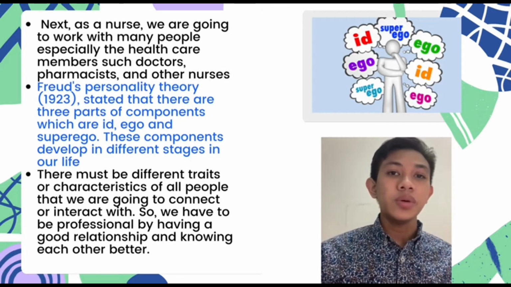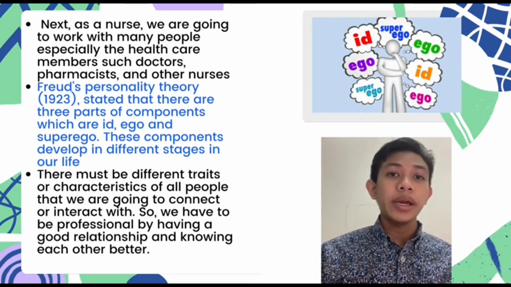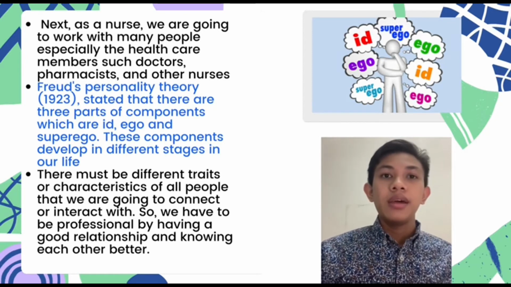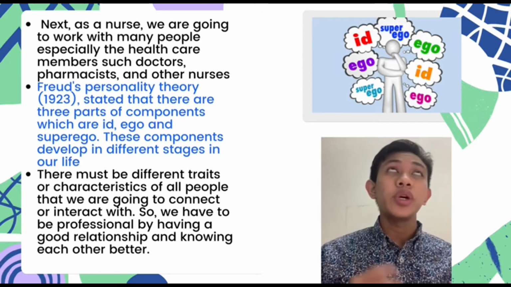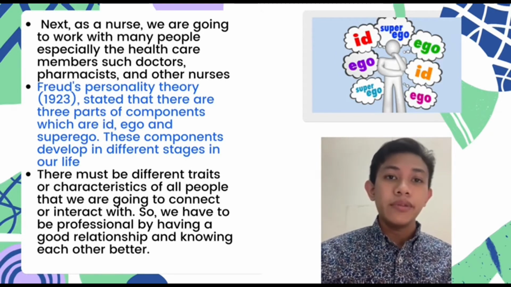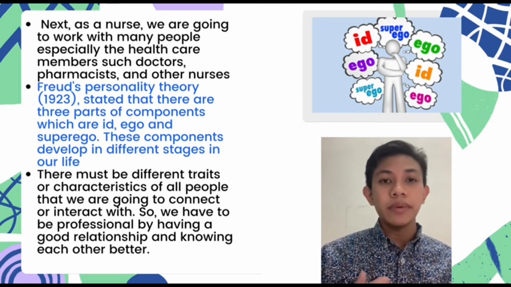Freud's personality theory stated that there are three components, which are id, ego, and superego. These components develop in different stages in our life. There must be different traits or characteristics of all the people that we're going to interact or connect with. So we have to be professional by having a good relationship and knowing each other better.